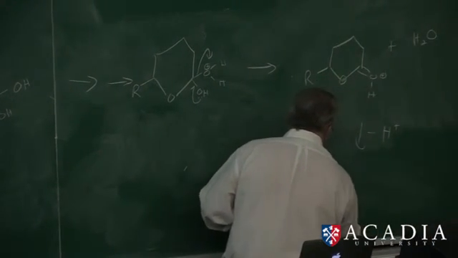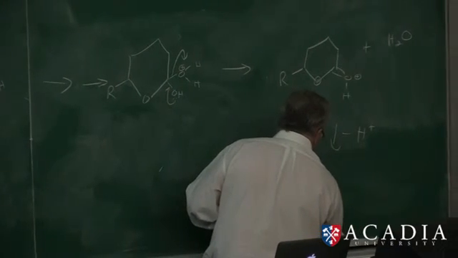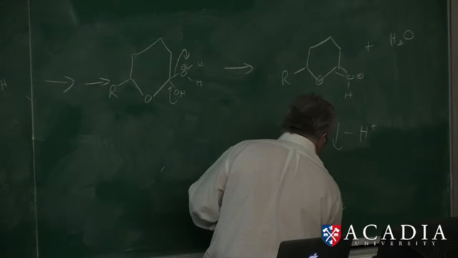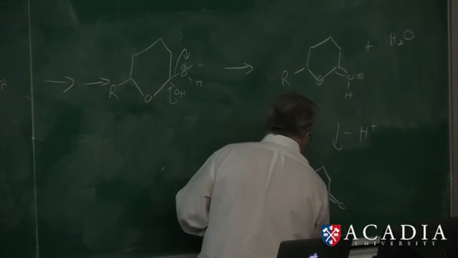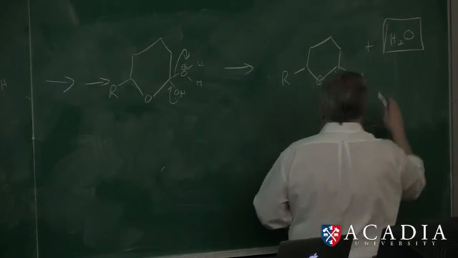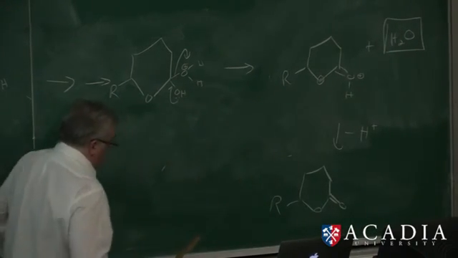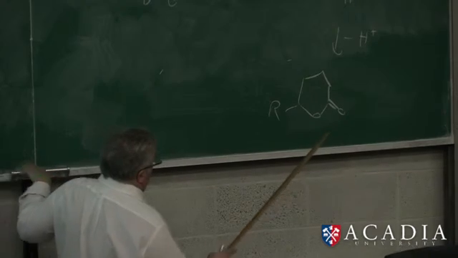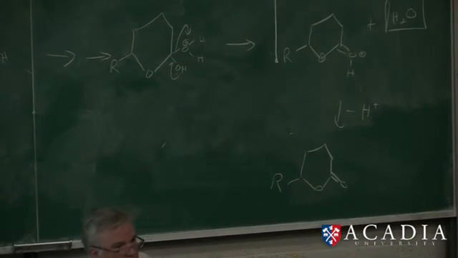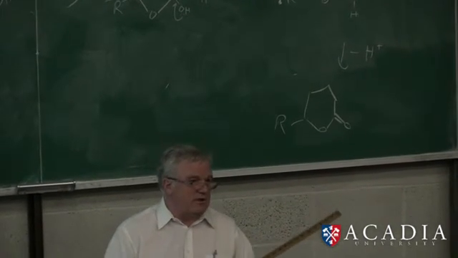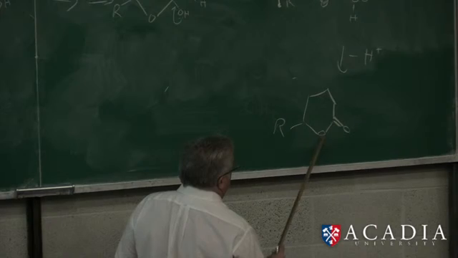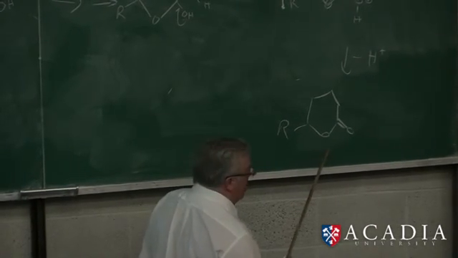In the final step, we just lose that proton to form our lactone. And that thing's called a delta lactone. And it's called the delta lactone because the oxygen came from a delta hydroxy acid.